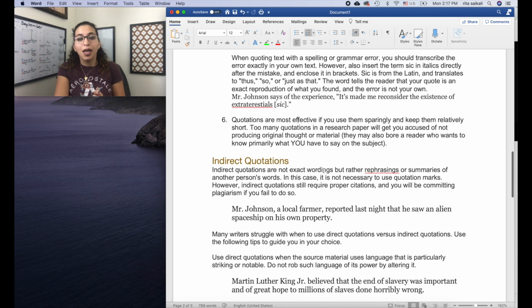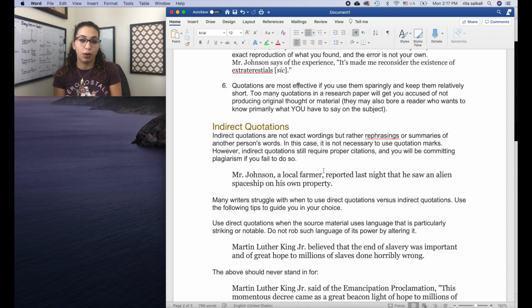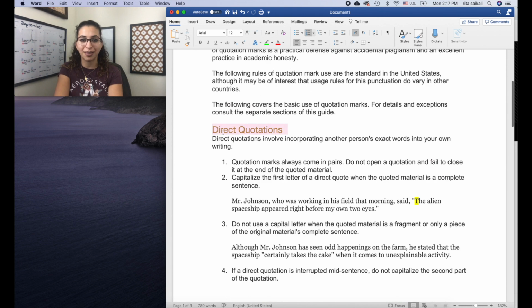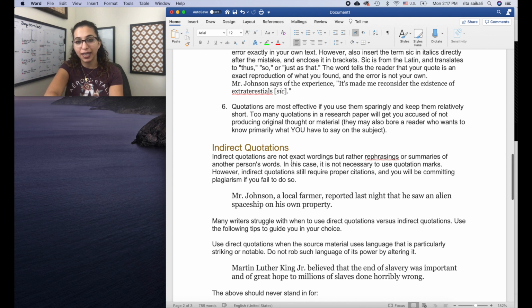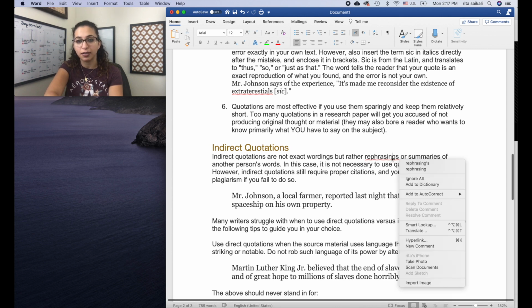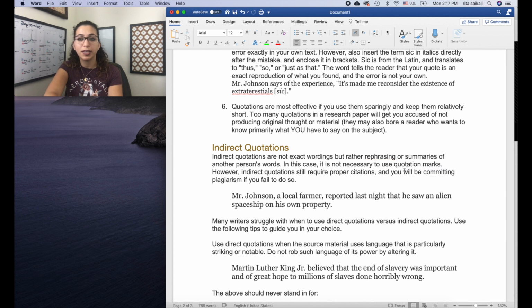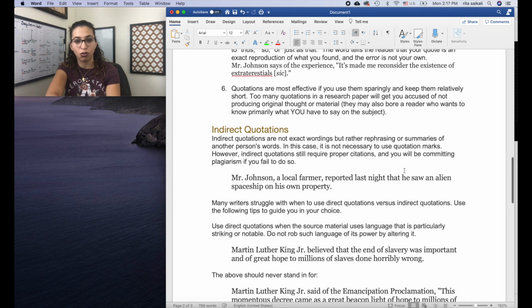Okay. Now on to indirect quotes. Indirect quotes are not exact words. In the direct quotes that we were using, these were the exact quotes, remember, right? Exactly what the person had to say. Over here, it's not the exact words, but a rephrasing or summary of another person's words. So you're giving us a summary of what that person said or did and so forth. In this case, you don't have to use quotation marks.